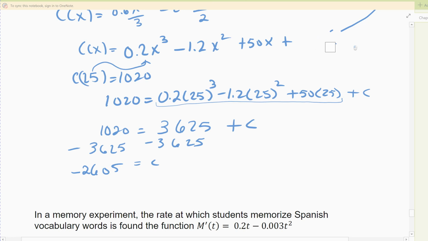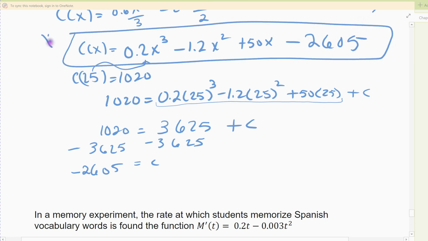So I'm going to go up here and just replace the c. I now know this is a negative 2,605. Right? And so there is my cost equation. And now I'm going to use it to get to my final answer. My final answer is what's the cost at 30. How much does it cost to produce 30 tables?